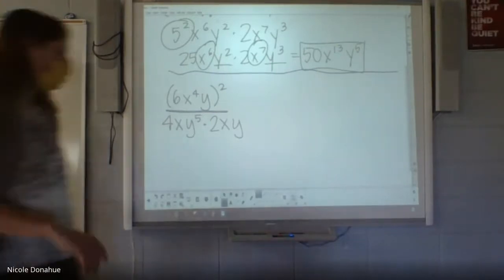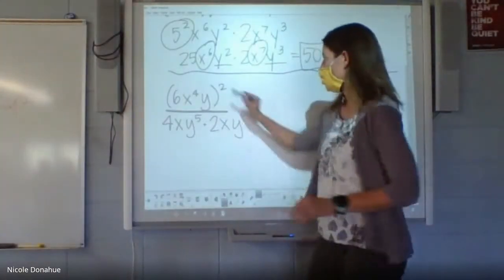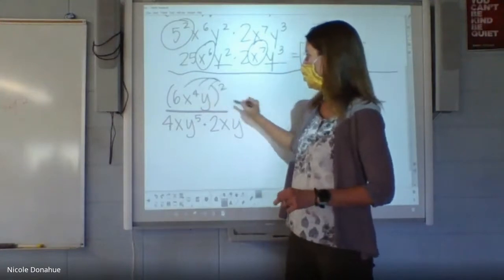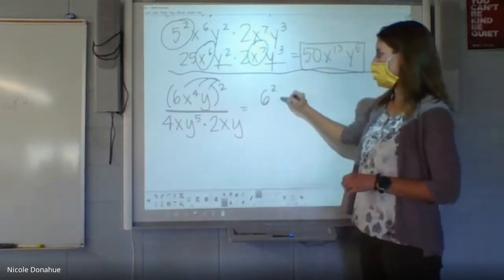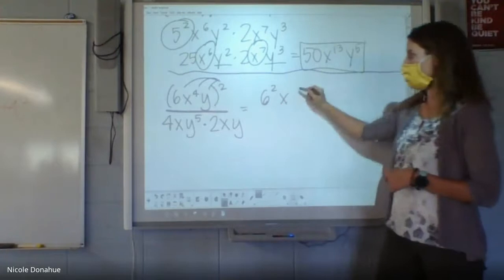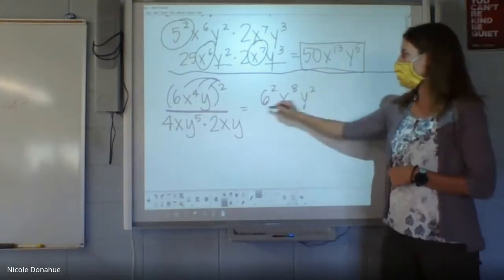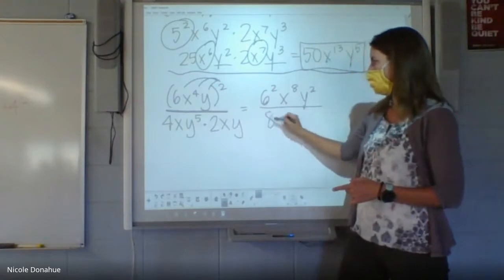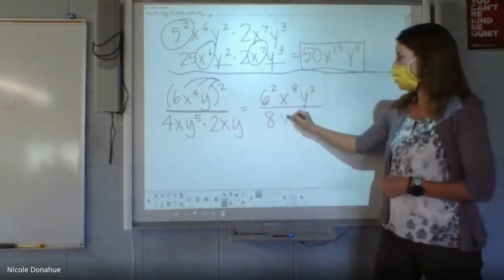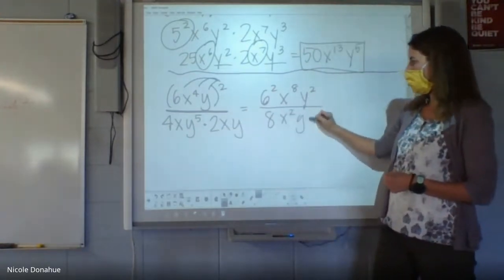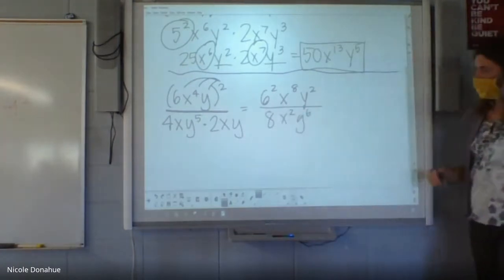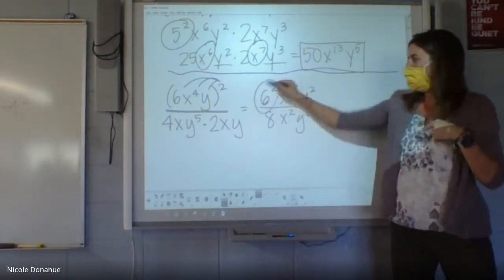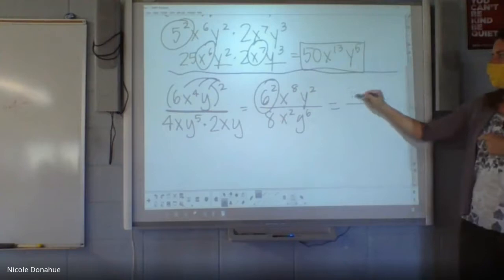Okay. So we're going to distribute this in. So this becomes 6 to the second x. You have to multiply the exponents of 8 y squared. The bottom, I can put this all together. So 4 times 2 is 8. X to the second, y to the 6th. You add the exponents. Then 6 to the second is going to be 36.